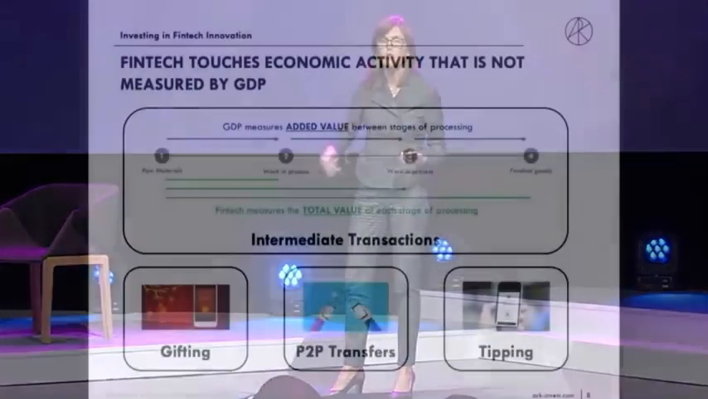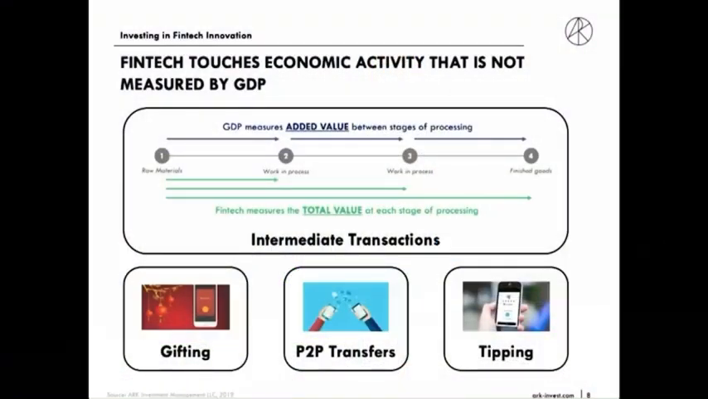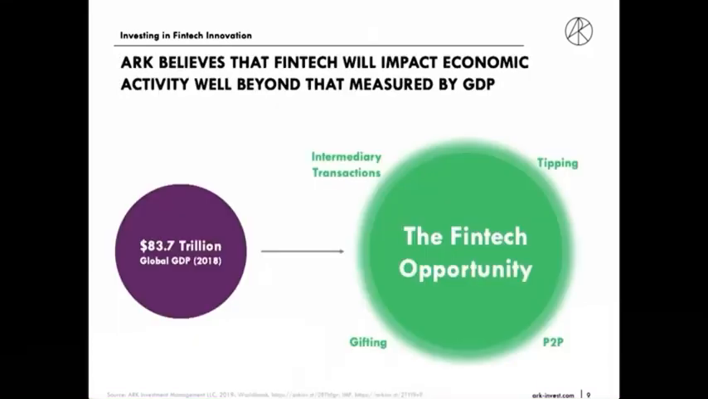Here are some of the other reasons. This incorporates the velocity concept. GDP just measures value added at each stage of processing, where each transaction captures all stages of processing, of course, in fintech. And then we've got gifting. Red envelope day in China is huge. P2P transfers, tipping. So all measures of activity that are not captured by GDP.